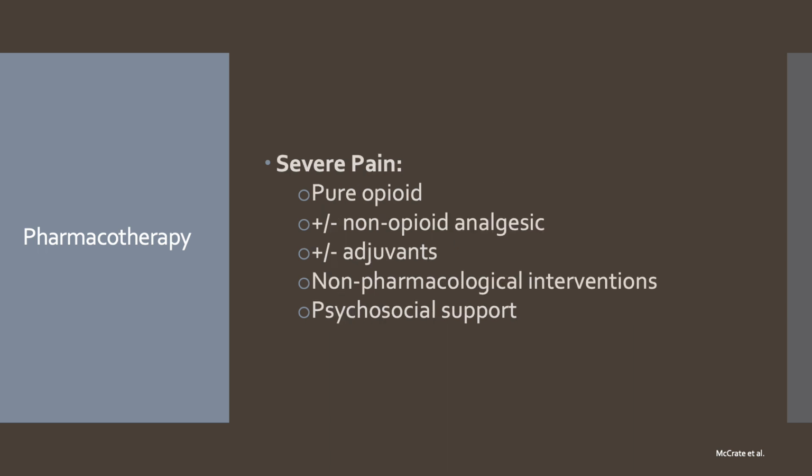Lastly, for severe pain, it's again very similar. Here they changed the potential opioid to being a pure opioid, and then again it could be with or without a non-opioid analgesic, with or without adjuvants, with non-pharmacological interventions, and with the recommendation of also having psychosocial support.